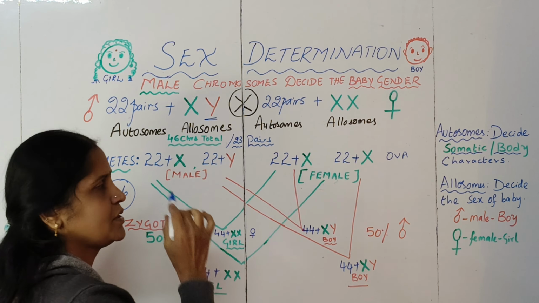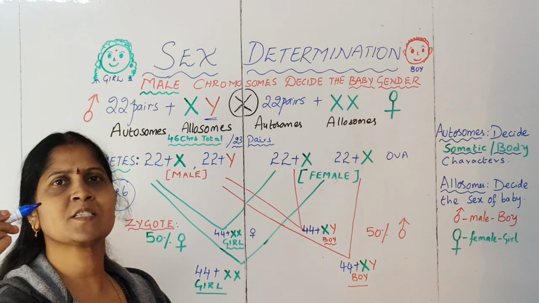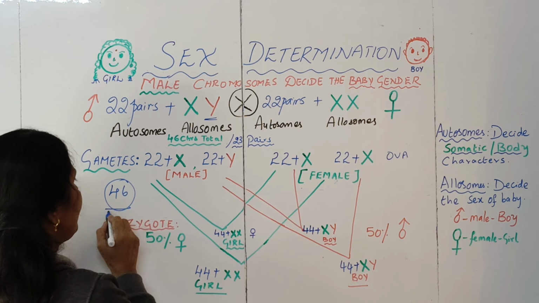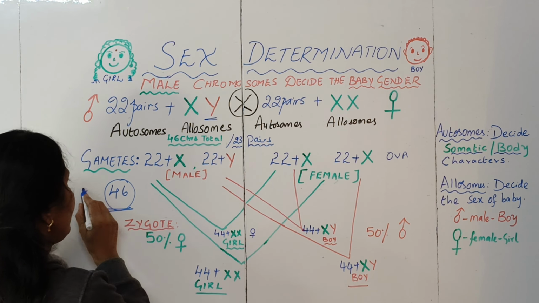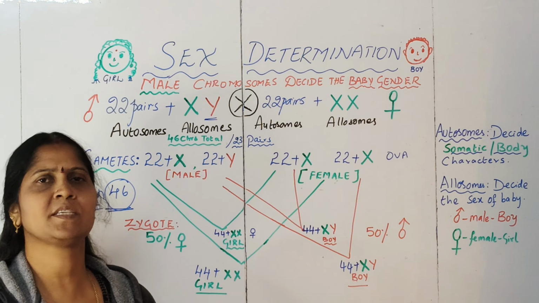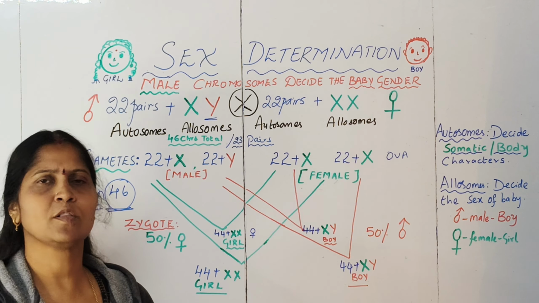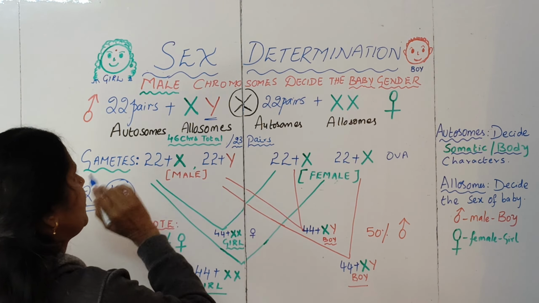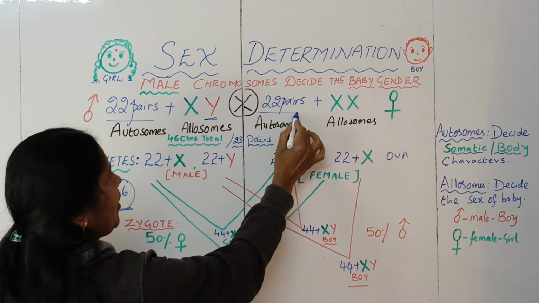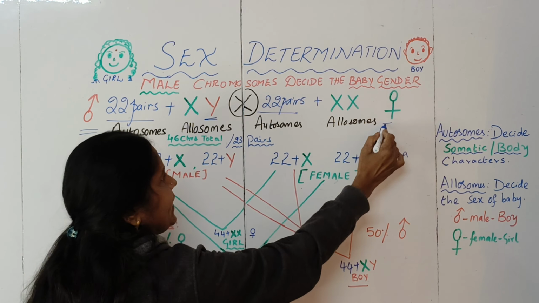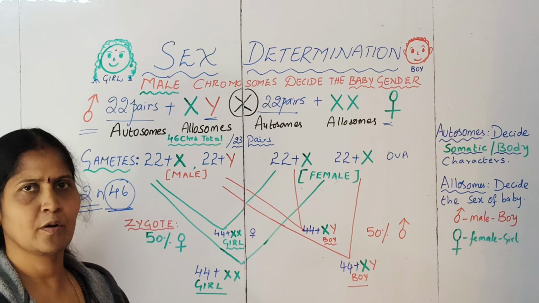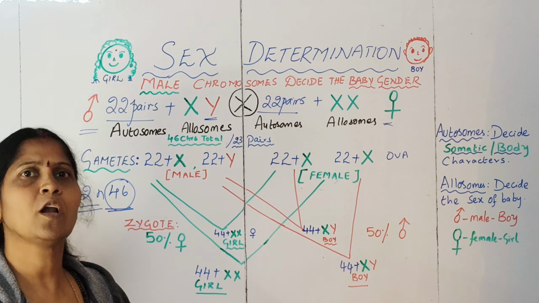So you know that human beings have 46 chromosomes in their cells. How many? 46 chromosomes, which is called the diploid number. This is the number of chromosomes that will be present in every cell of the human body, which can also be represented as 23 pairs. Out of the 23 pairs of chromosomes, 22 pairs are common for both male as well as female. Both male and female will have 22 pairs of chromosomes which are common, which are called the autosomes.